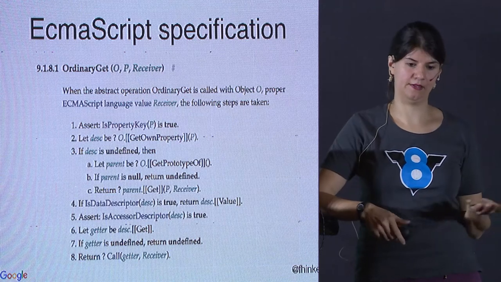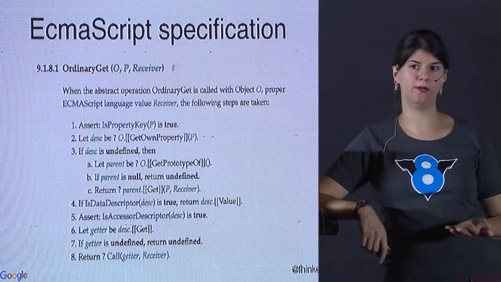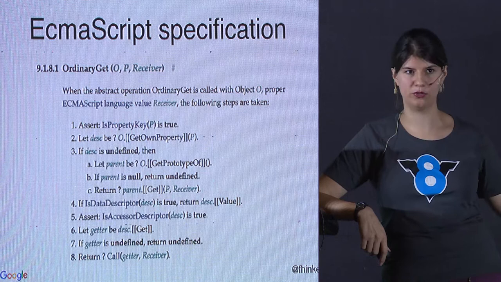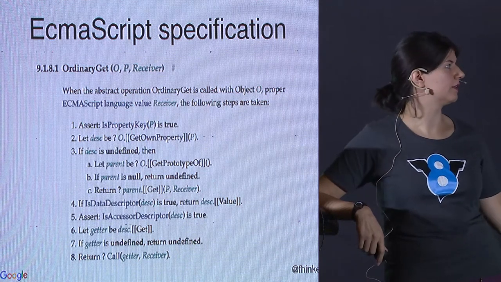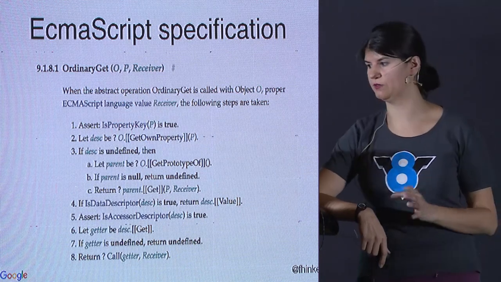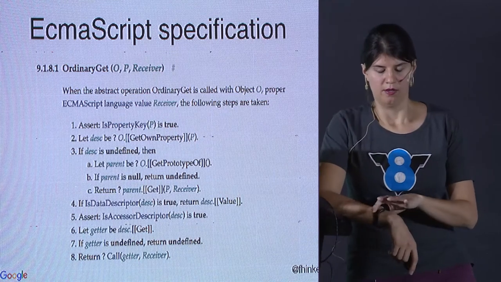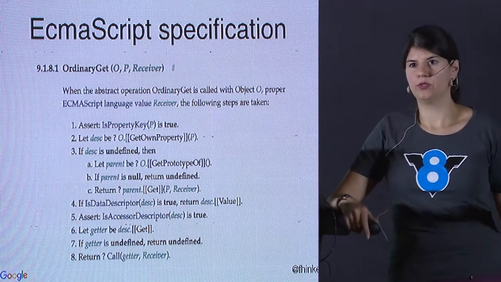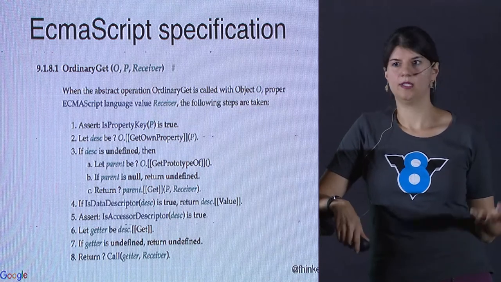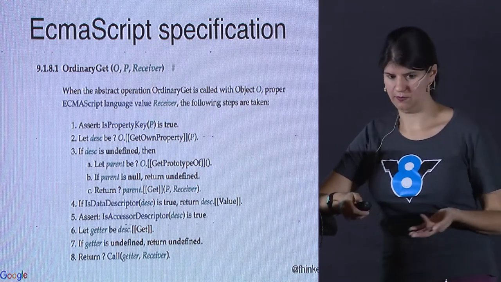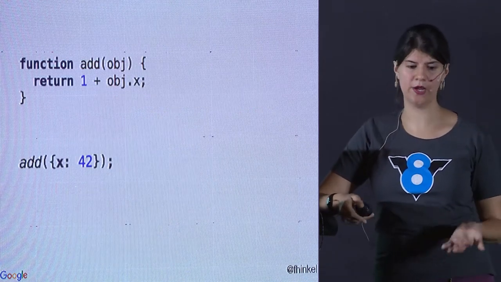And again, the specification is fairly complex. It's lots of steps. There's a recursion hidden in there. There's arbitrary side effects from calling user functions and so on. But obviously, you are doing property lookups all the time. So that is something we have to speed up in the JavaScript engines. So let's look at how we do that.